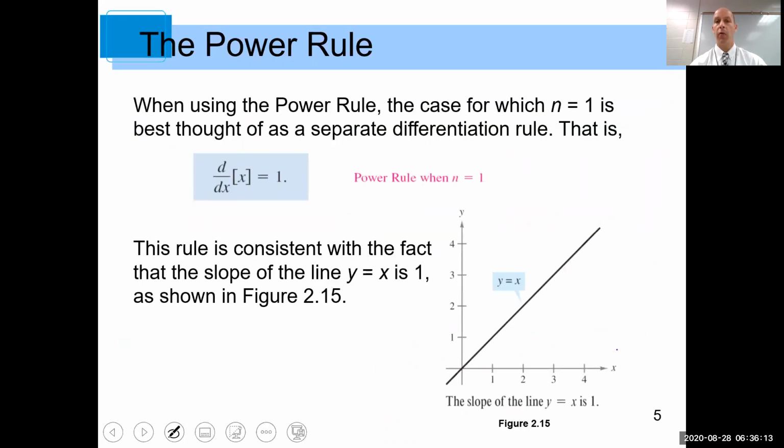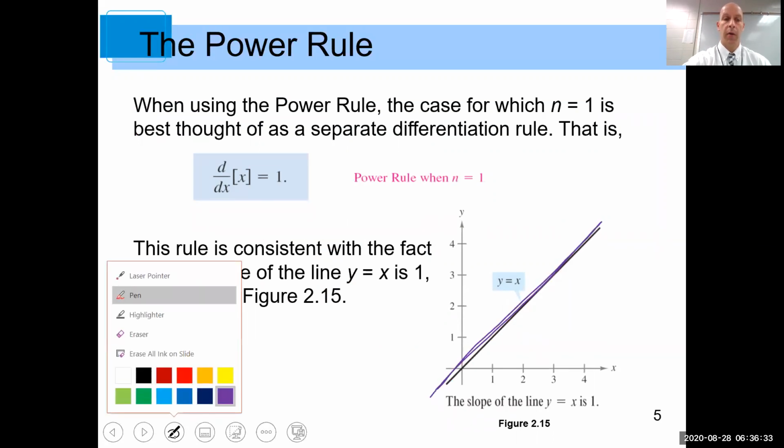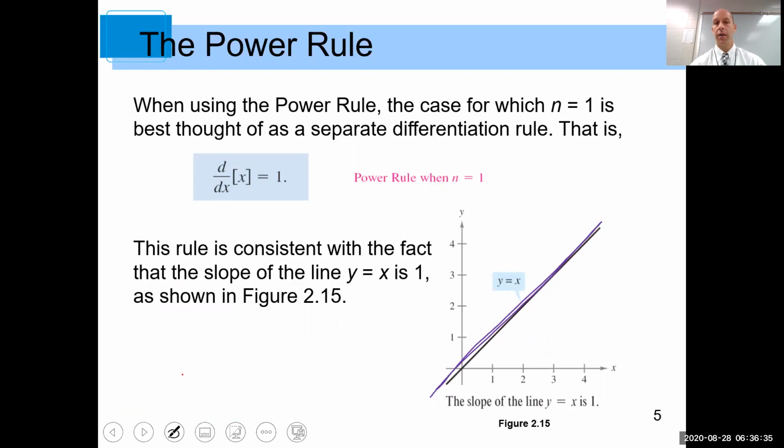When you're using the power rule, in the case of n equals 1, it's best thought of as a separate differentiation rule. That is d/dx of x equals 1. So for example, if we have this function y equals x, what's going to be the slope of that tangent line? Well, the line is not a curve, so the slope is the same everywhere you look, and that slope is going to be 1.